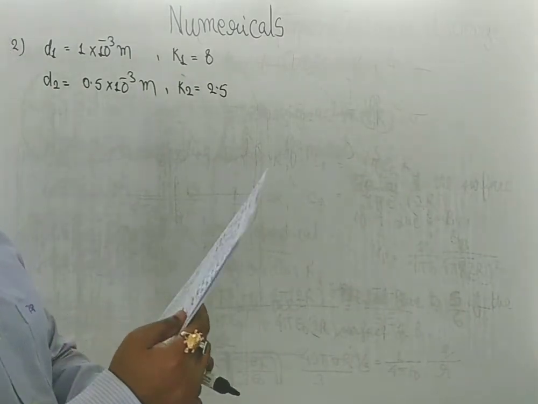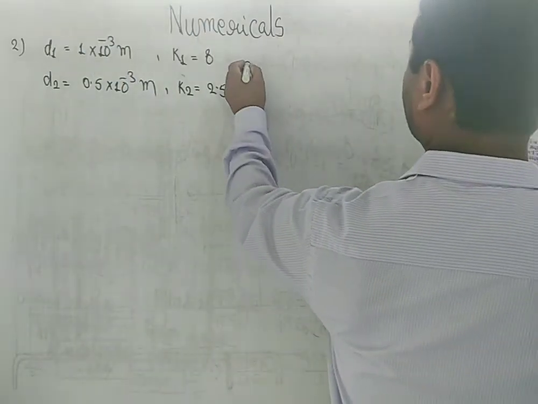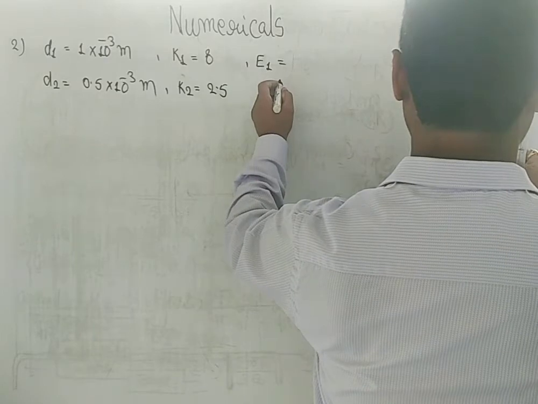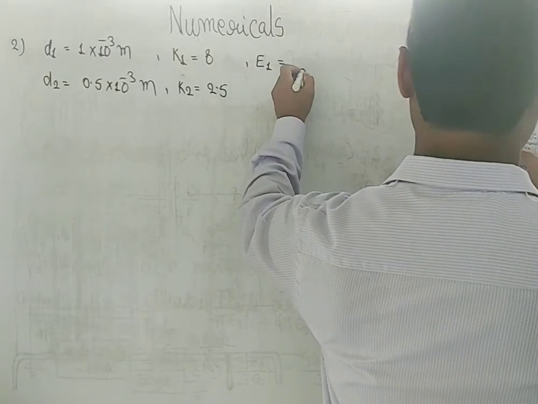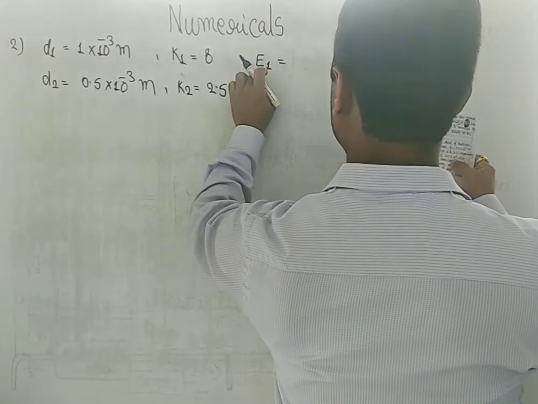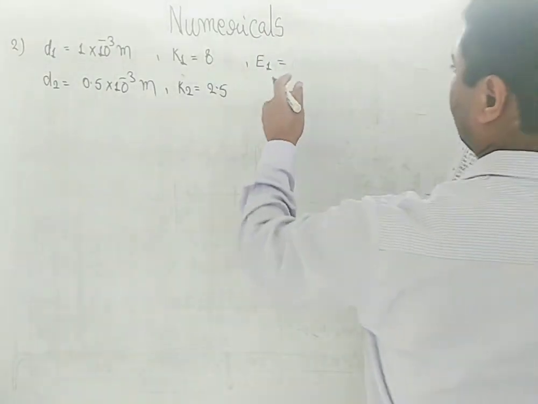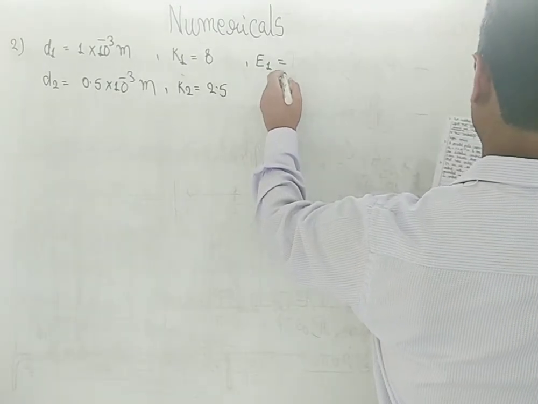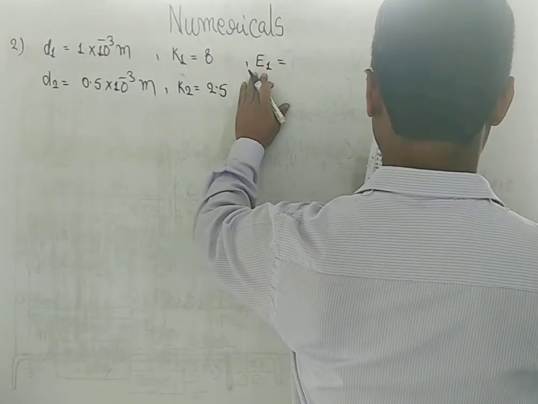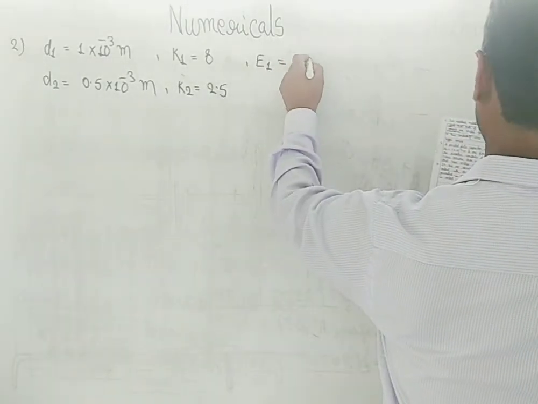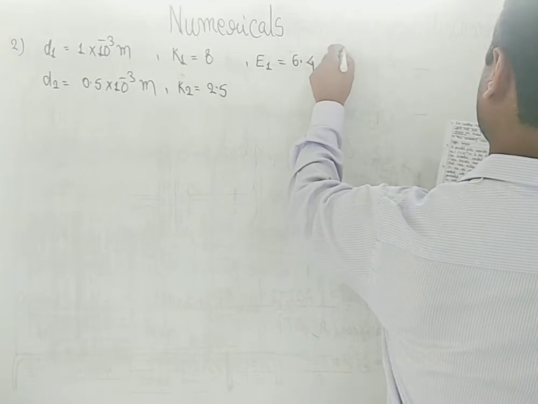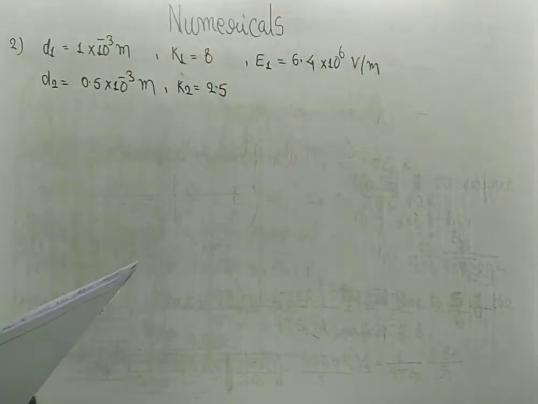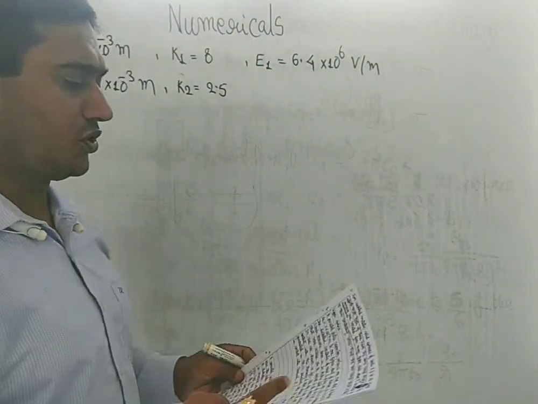Fiber breaks down in an electric field, you will call this the electric field breakdown strength. The electric field at which fiber breaks down is 6.4 into 10 power 6 volt per meter. Now what maximum voltage can be applied to the capacitor? So this is the question.